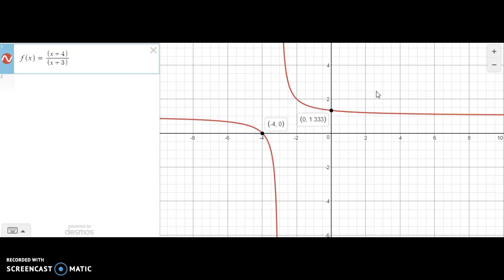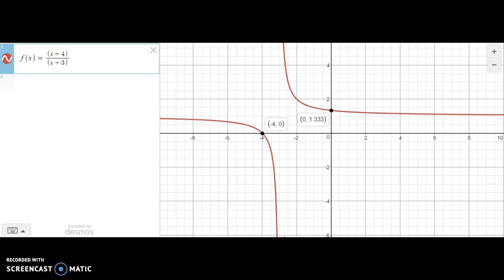And there are no holes because the numerator and denominator do not share any factors. So then you're going to find the domain. It starts at -infinity and then goes to -3, but does not touch -3. Then it goes from -3 to infinity. And then you're going to find the range. It starts at -infinity and goes to 1 but does not touch 1, and then goes from 1 to infinity.